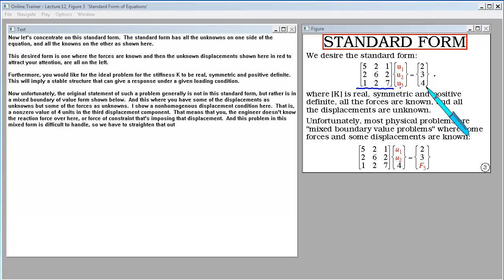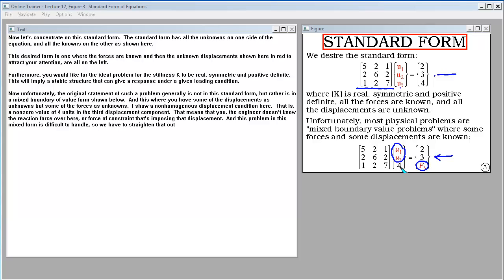This will imply a stable structure that can give a response under a given loading condition. Now, unfortunately, the original statement of such a problem generally is not in this standard form, but rather is in a mixed boundary value form shown below. And this is where you have some of the displacements as unknowns, but some of the forces as unknowns.